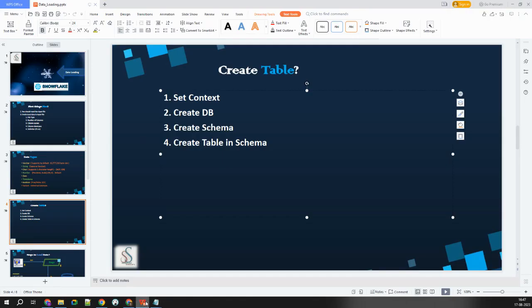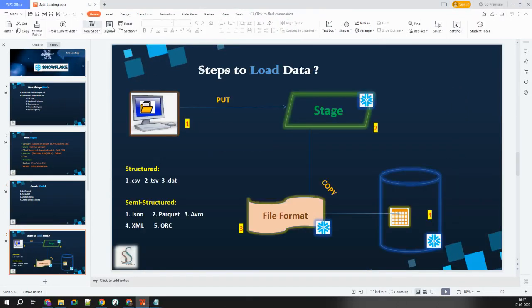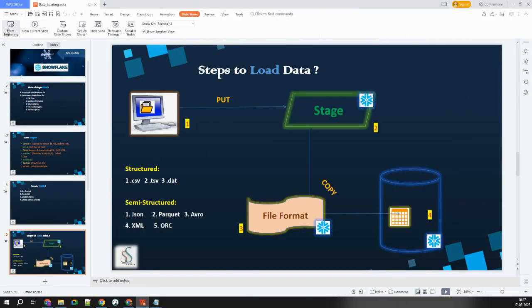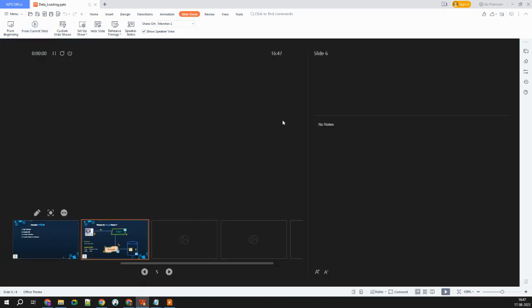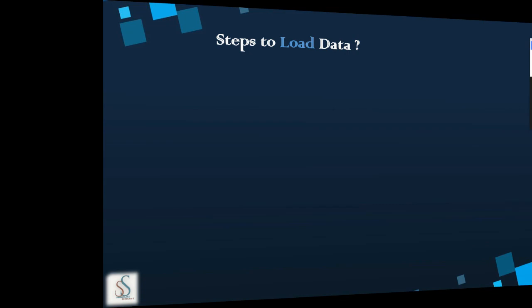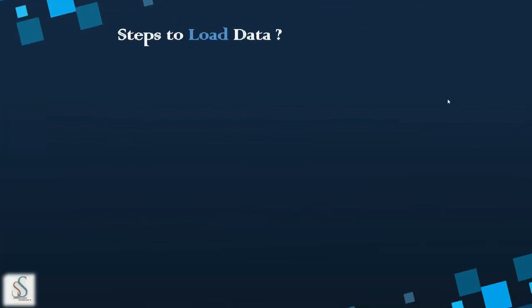Then what are the next steps we can follow to load the data into the table? For that you need to understand this diagram clearly. Let's understand this diagram from the current slide. I am just starting the slideshow here. First of all, we are trying to load the data into the table from where? Desktop location, local files, right? Like from Linux FTP files or Mac folders. So we can load the data.